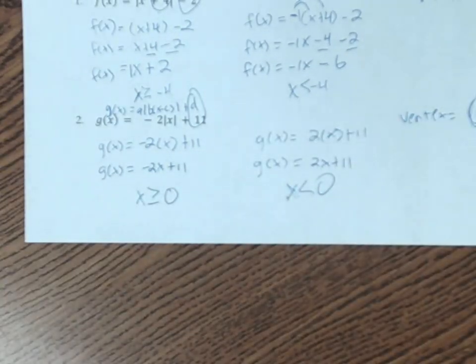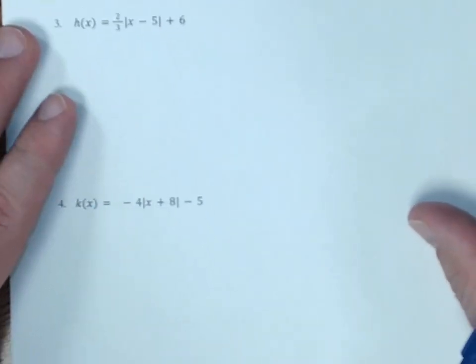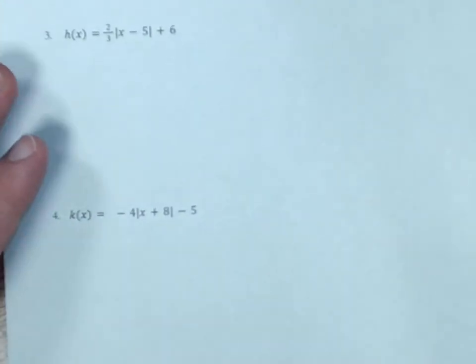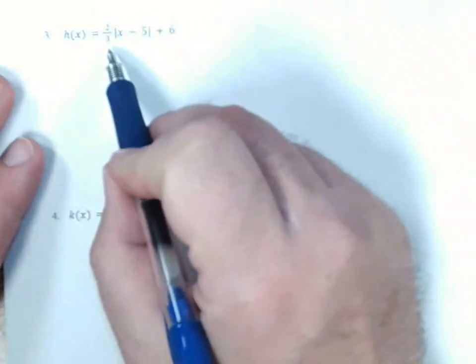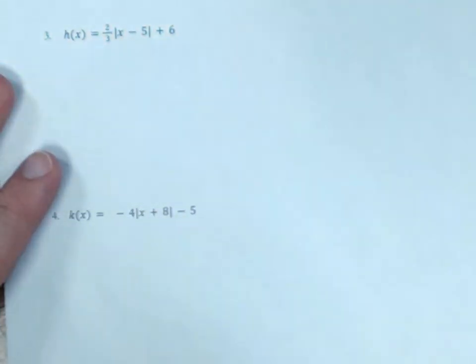All right. I'm trying to make this as much a process as I can because I want you to be able to do these without having to think a whole lot. Let's try another one and see how we do on this one. So we've got h of x equals 2/3 times the absolute value of x minus 5 plus 6.